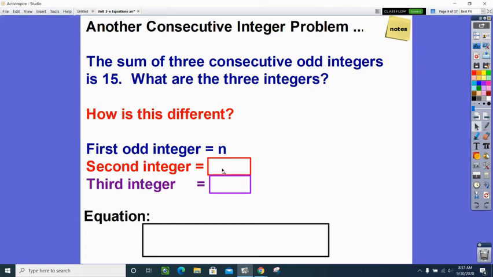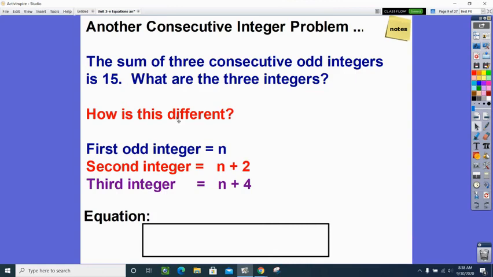So no longer is this going to be n plus 1. Like imagine that this number was 3. To get to the next odd, you have to jump over the even, so it's a plus 2. And if you started with the first odd here to get to the third one, let's say this was 5, add 2, it would be 7. The next one would be 9. You'd have to add 4. So you're jumping over the evens in this case.